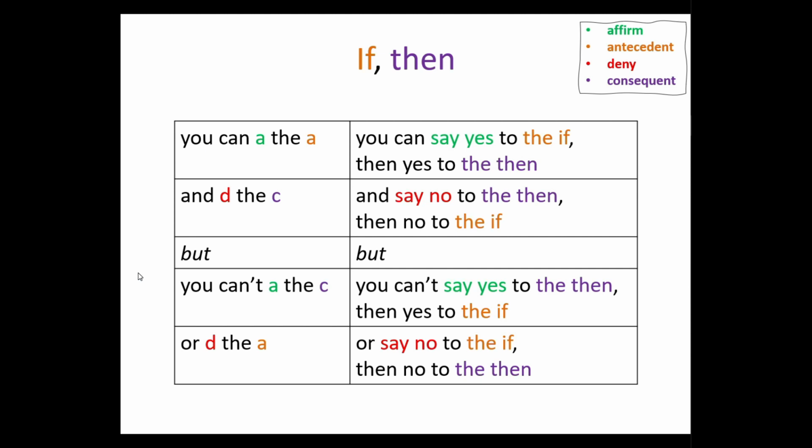So here are your rules all on one page. When you have an if-then logical relation, you can A the A and D the C, but you can't A the C or D the A. Put the long way, you can say yes to the if, then yes to the then, and say no to the then, no to the if, but you can't say yes to the then, yes to the if, or say no to the if, then no to the then.